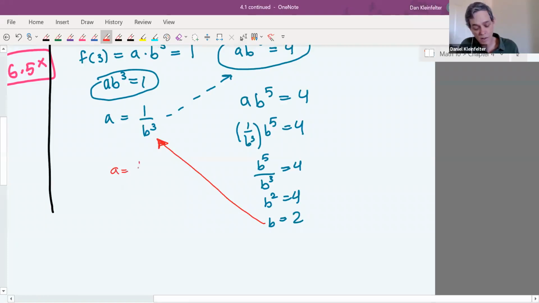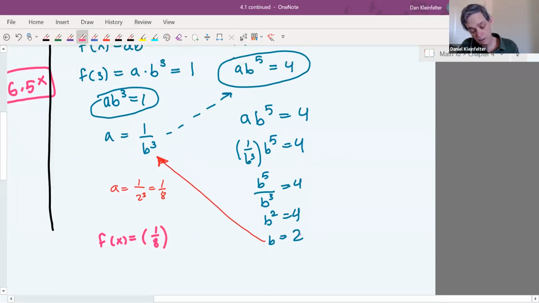A is 1 over 2 cubed, and so that is 1/8. So putting together the pieces, our f of x is going to be A, which was 1/8, and then our B was 2, so f of x equals 1/8 times 2 to the x. Okay, all right, and that finishes that.